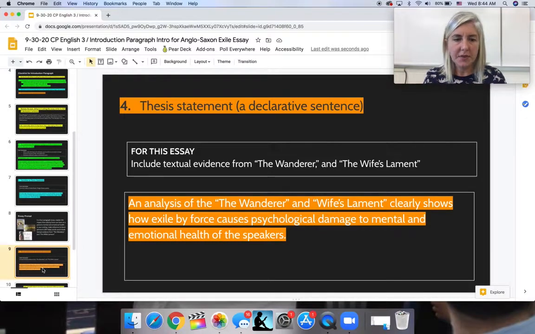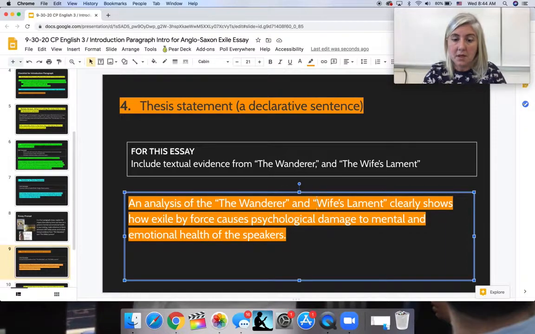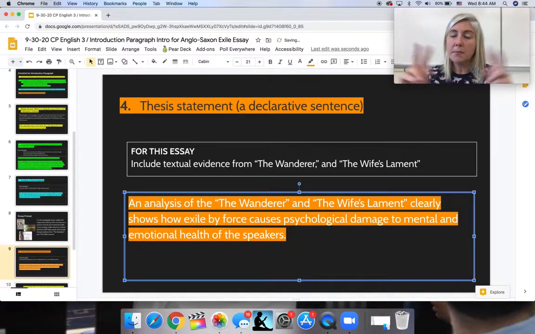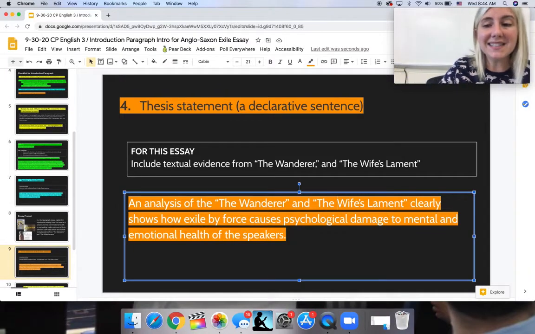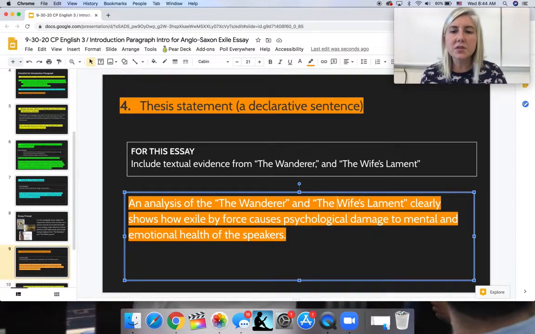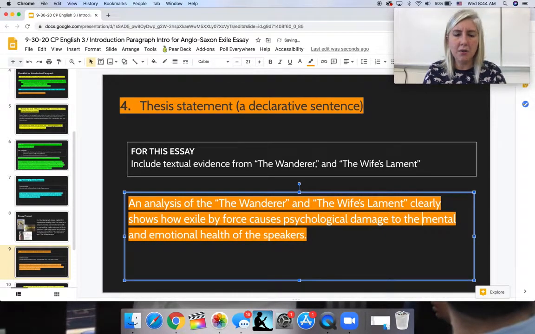It's in orange. An analysis of "The Wanderer" and "The Wife's Lament" (poetry titles are in quotation marks) clearly shows how exile by force causes psychological damage to the mental and emotional health of, I'm going to say, both speakers. I'm going to change that up. I like that. That's solid.